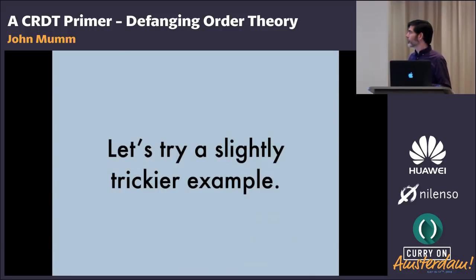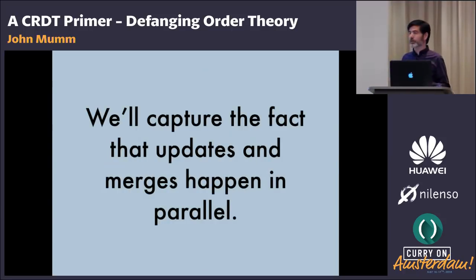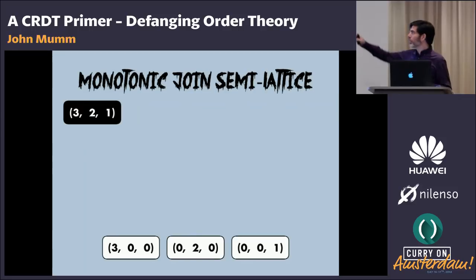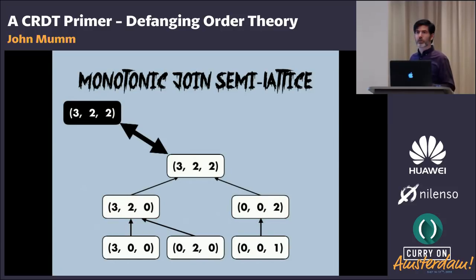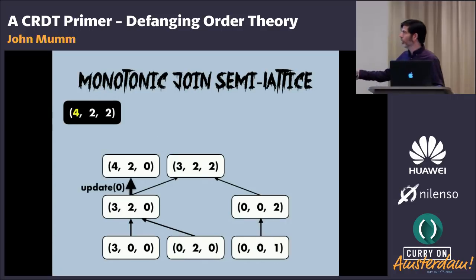But let's try a slightly trickier example. So we're going to capture the fact here that updates and merges happen in parallel. I've been simplifying things and I haven't shown that yet. So now up in the top left corner, I've got the ghostly global value that might never exist anywhere, right? And so right now it's 321. It's the thing they would all converge toward. So if we merge these two together, we get 320, fine, that's familiar. And then over here we get an update, and that changes our ghostly global value to 322. And then maybe these two are merged, and look, they got to 322, so cool, we converged on our upper bound. But meanwhile, there was an update over here which changed the ghostly value, right?